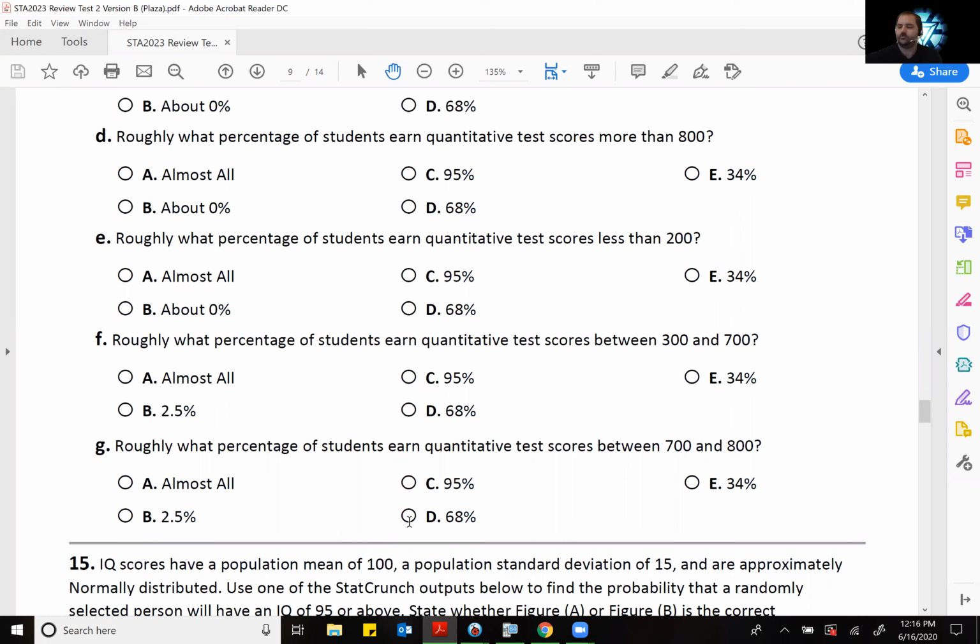And there we go. Just a little bit of empirical rule. Nothing that you haven't done before, which is great. Easy points right there.